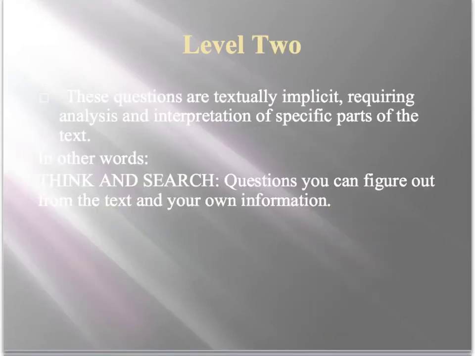Level 2 questions. Now these are going to require some thinking, and these are the kinds of questions that you can ask. These are textually implicit, meaning that you have to kind of read between the lines. You're going to use text evidence to support it, but it comes from your analysis and interpretation of what you're reading. So you're bringing in your viewpoints along with the text to prove these questions. So these are the think and search questions. You can figure them out from the text and your own information.